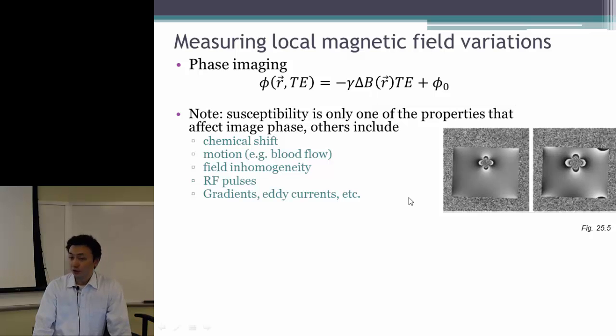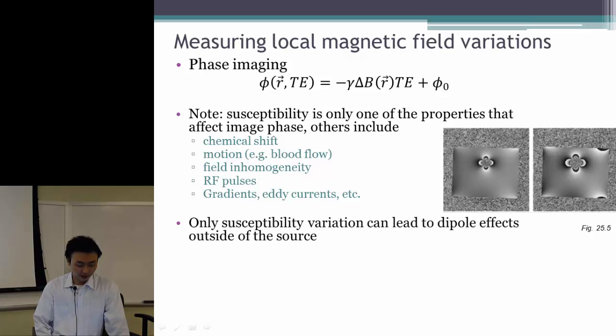The RF pulse itself can also lead to a phase change. And also gradients and background gradients, eddy currents, they can also lead to a phase change. So when we are talking about phase images, we need to be able to distinguish the phase effect that is from the susceptibility difference from all these factors. One simple way to do that is that only susceptibility variations will lead to the dipole effect like this. For others, they won't have any of the dipole effect.